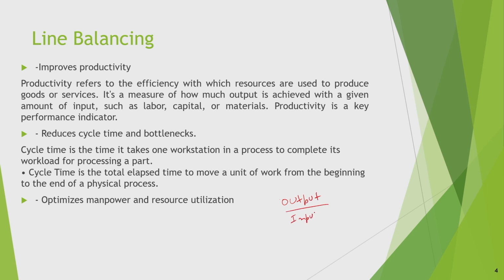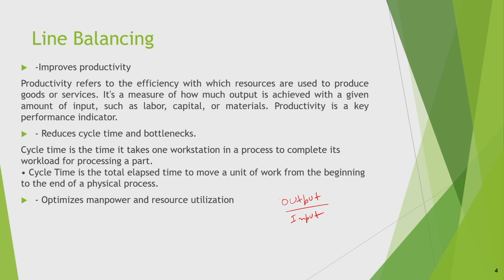Suppose one company is giving output of 2 and it takes input as 1, then you can say productivity is 2. But suppose another company is giving more output, but it takes more input also, then its productivity will be less, although the production will be more. So, productivity and production are two different things. Productivity indicates how efficiently you are utilizing resources.